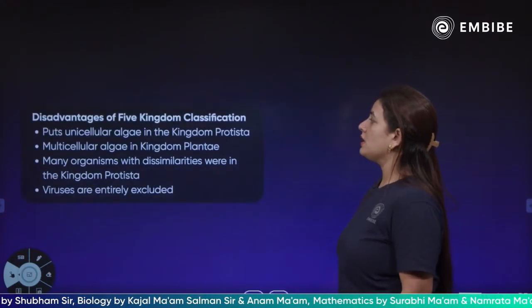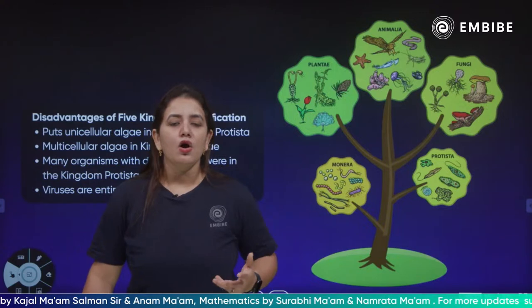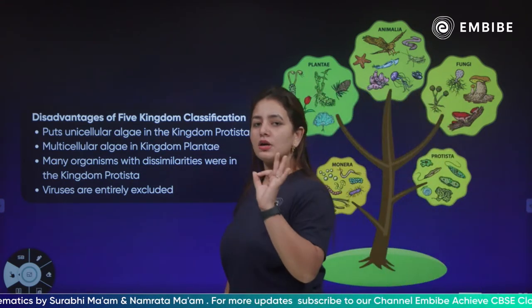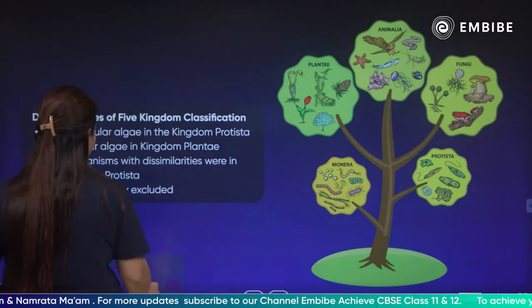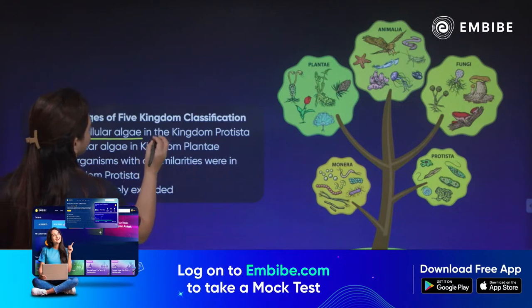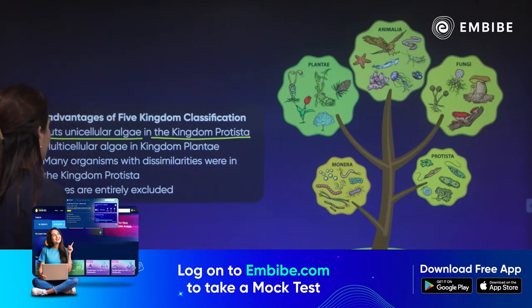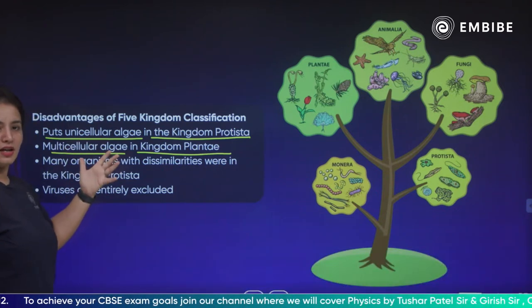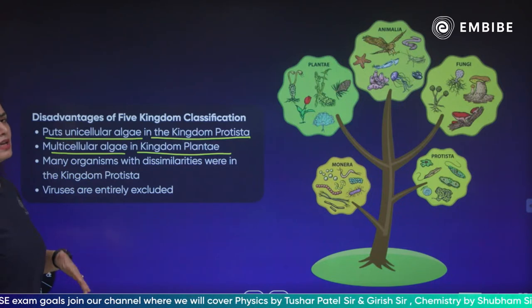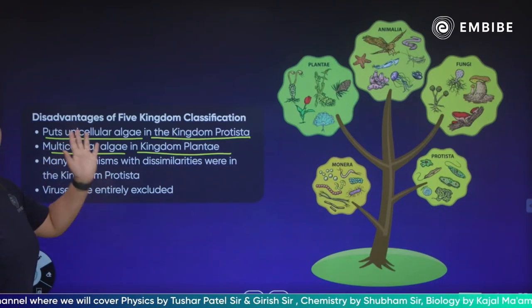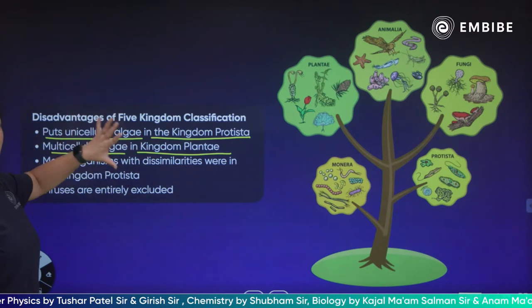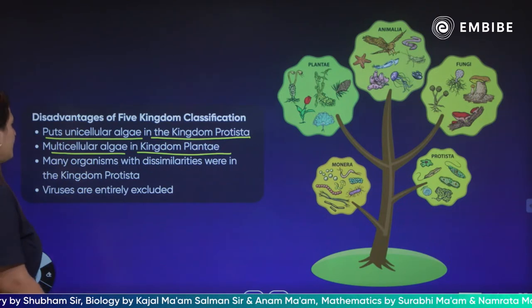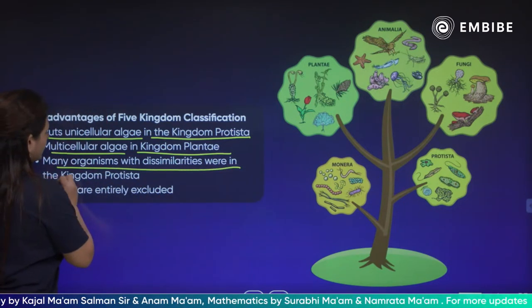Next, we're going to talk about the disadvantages. The reason for classification, the research, the discoveries, everything has its own disadvantages and drawbacks. Talking about the drawbacks of the five kingdom classification, it puts unicellular algae in the kingdom Protista and multicellular algae in the kingdom Plantae. What is the differentiation? Yes, it is a drawback. Why not give algae completely one place, be it unicellular or multicellular? But the five kingdom classification puts algae in the unicellular Protista and also in the multicellular kingdom Plantae. Many organisms with dissimilarities were in the kingdom Protista.